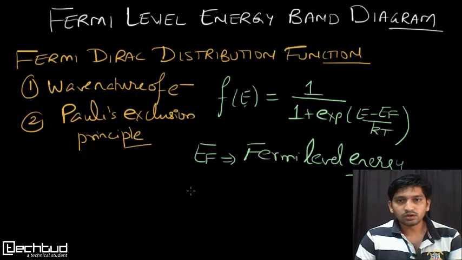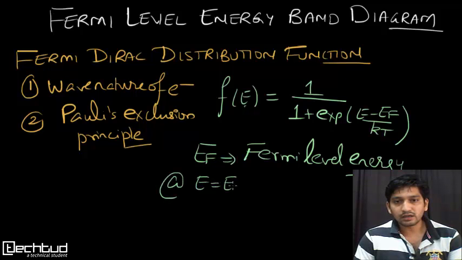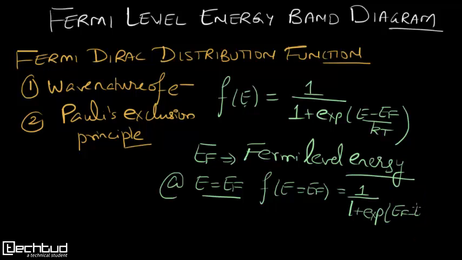Suppose I want to find the probability of finding an electron at energy state Ef. So F at E equal to Ef is given by 1 over 1 plus exponential (Ef minus Ef) by kT. Exponential 0 is nothing but 1, so this is 1 by 2. So the probability of finding an electron at energy state E equal to Ef is half.